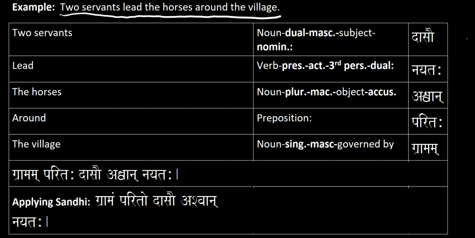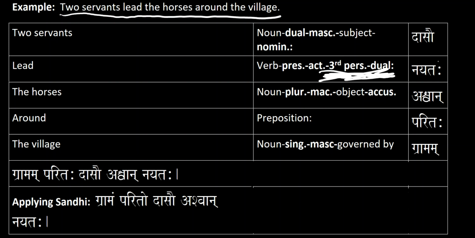Then we have two servants, and the next word is lead. If the two servants are leading, then that means the verb has to be conjugated in the third person dual form, which is what I have right here. So I'm identifying what type of verb I need to conjugate and in what form. That's how I end up with nayataḥ.